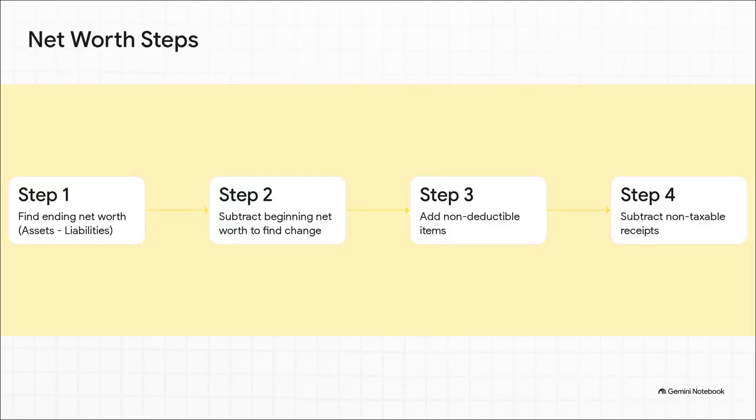To solve a net worth problem on the board exam, you've got to follow these sequential steps exactly as a BIR auditor would. First, find the ending net worth. Second, subtract the beginning net worth to find the total increase in wealth. Third, add back non-deductible items like personal living expenses, because hey, that's money they spend instead of saving. Finally, subtract non-taxable receipts, like an inheritance, because that perfectly explains wealth growth without it actually being taxable income.